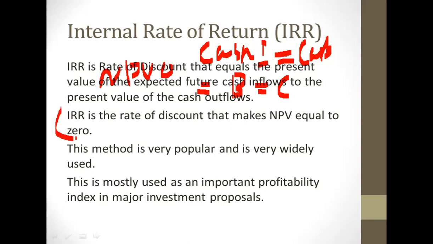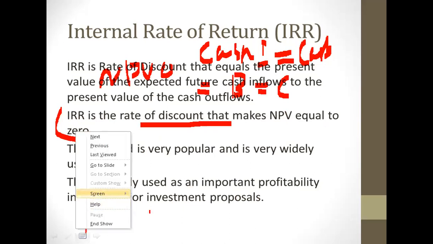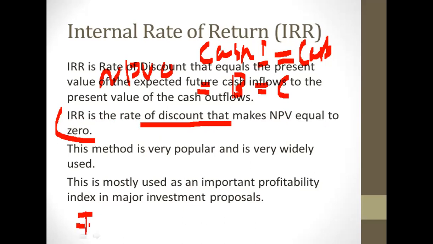That's why, look at this sentence. Internal rate of return is a rate of discount or interest rate that makes NPV equal to 0. This method is very popular and widely used, and it is mostly used as an important profitability index in major investment projects. So simply, the definition is: IRR is that discount rate which makes NPV 0.